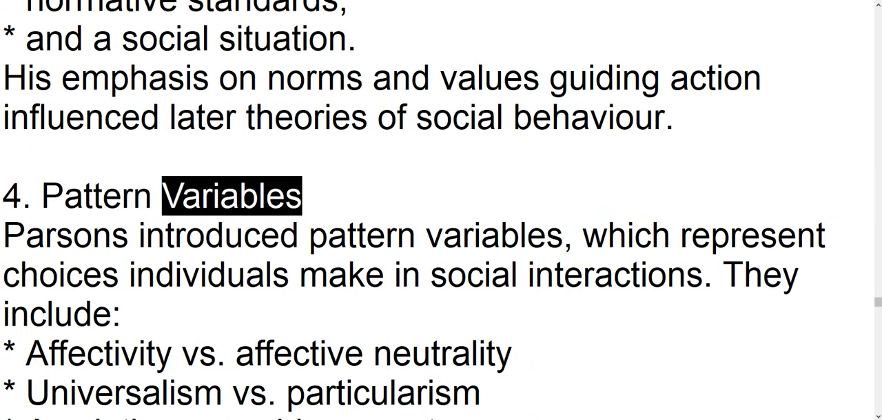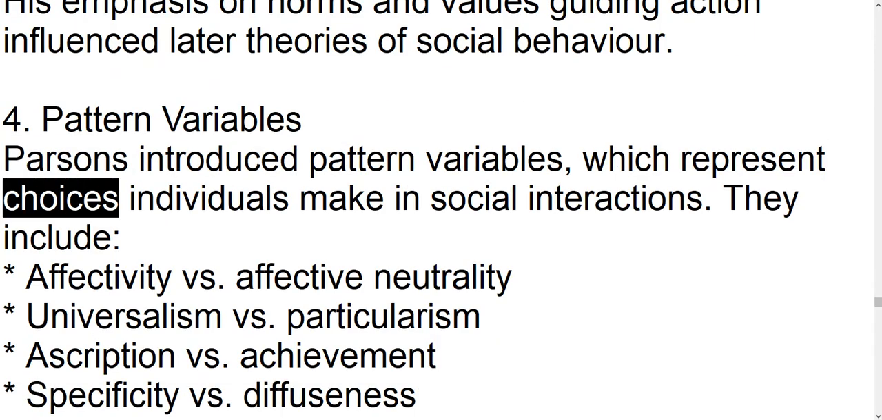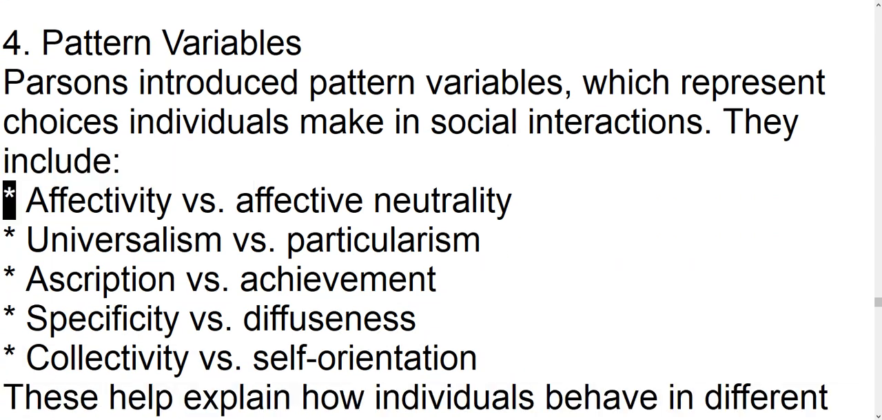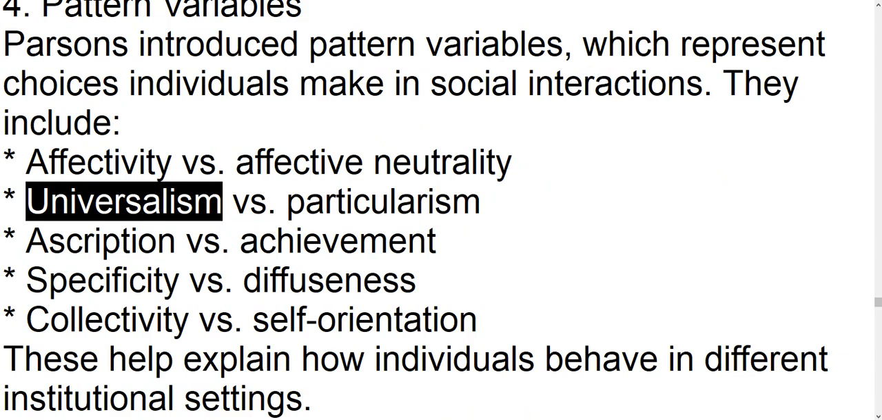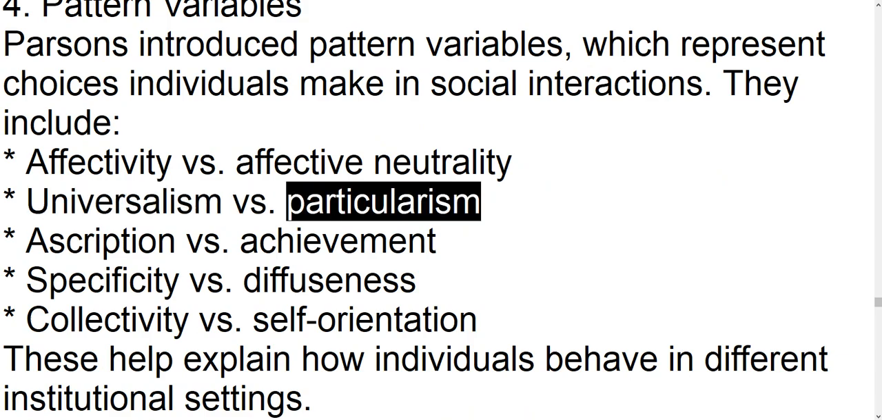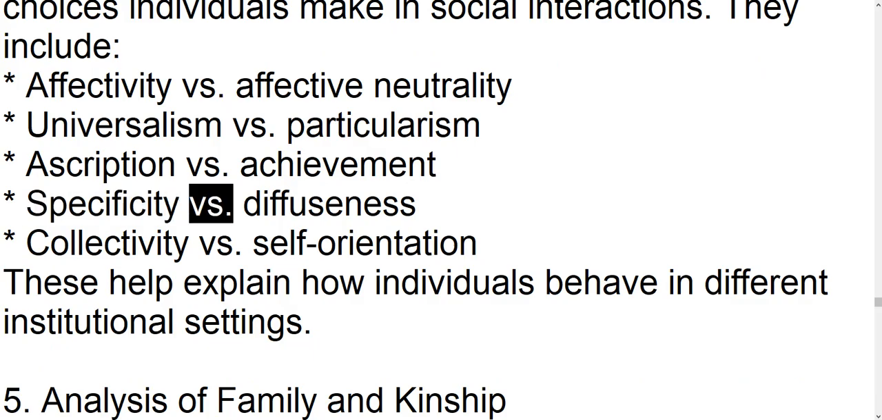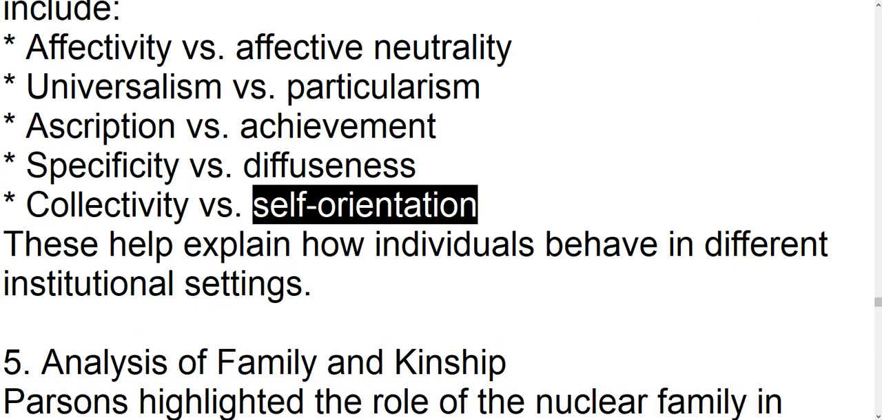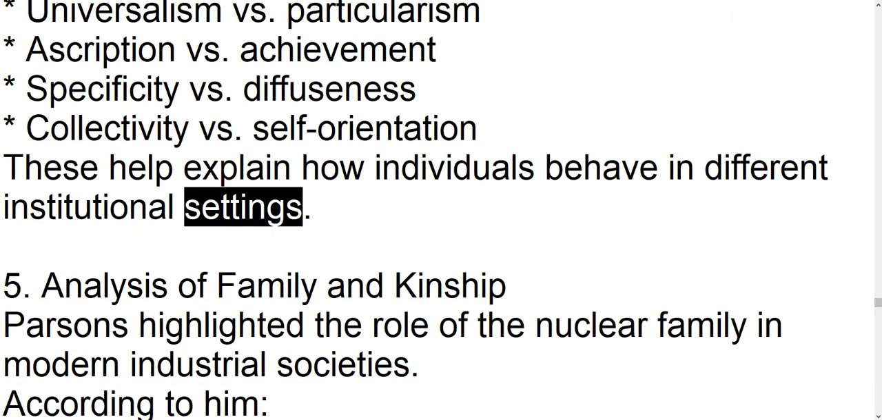4. Pattern variables. Parsons introduced pattern variables, which represent choices individuals make in social interactions. They include affectivity versus affective neutrality, universalism versus particularism, ascription versus achievement, specificity versus diffuseness, collectivity versus self-orientation. These help explain how individuals behave in different institutional settings.